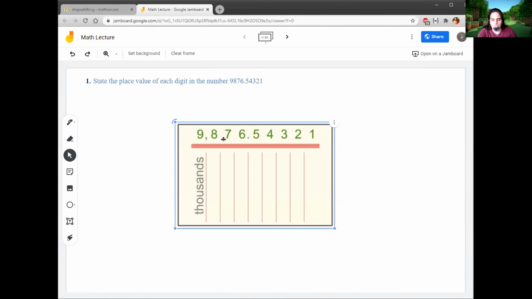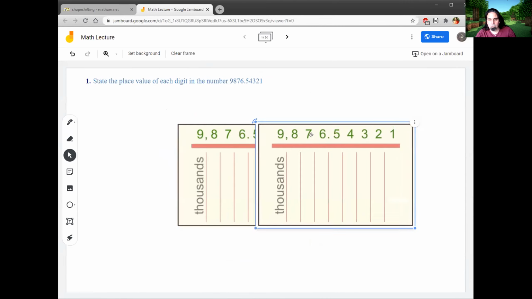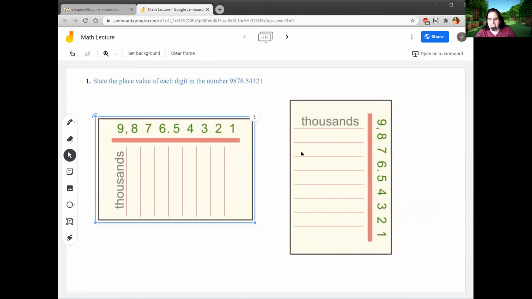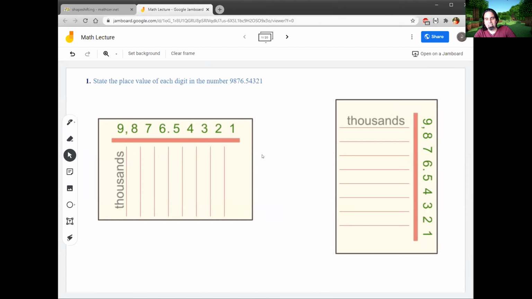Actually, I'm going to copy it both ways. Okay. So I can't write sideways very well, but I'll write on the one that I've rotated. Tell me, what are the names of all the place value columns? Do we start right by the decimal?